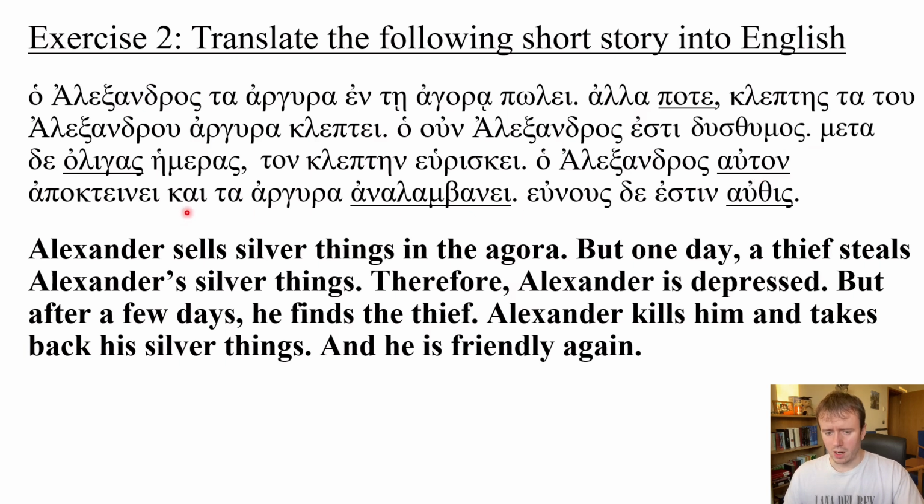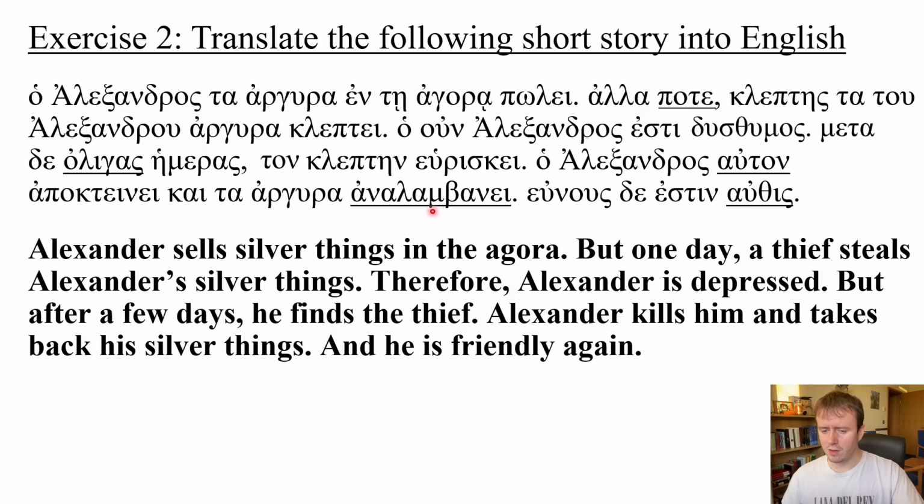And, we know kai is a particle meaning and. Analambane. Analambano is a compound verb. It's ana, meaning up, and lambano, meaning to take. So literally it says take up, but it's used to mean take back. It can mean take up, but it can also mean take back or regain.